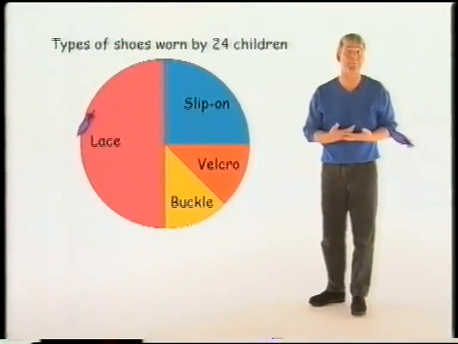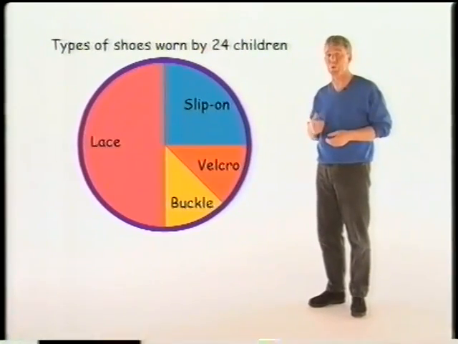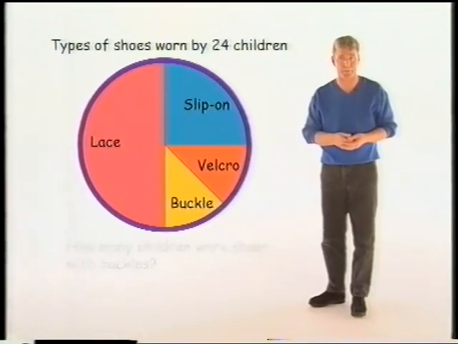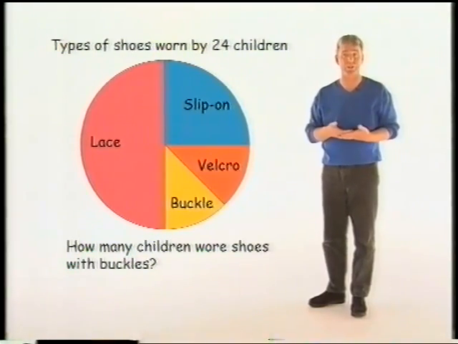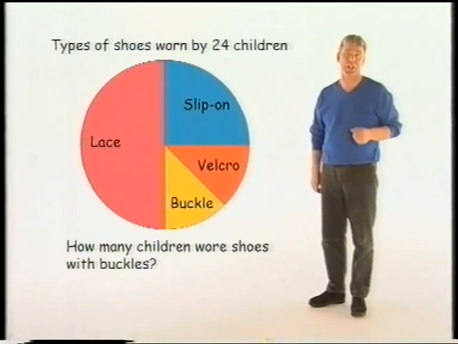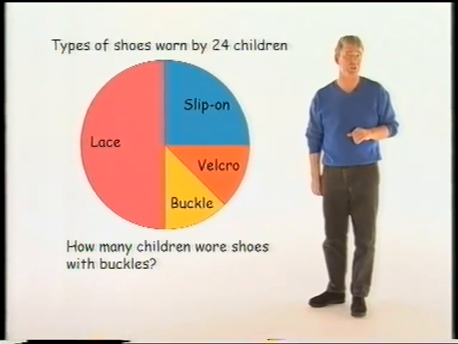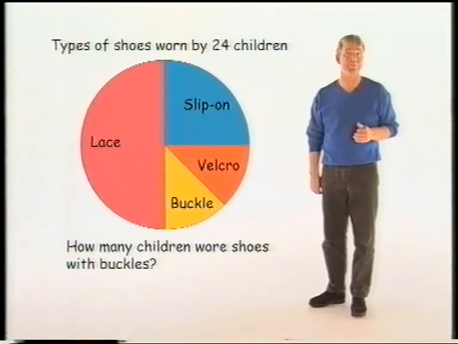This question is about pie charts. Now, this pie chart shows the types of shoes worn by a group of 24 children. Estimate how many children wore shoes with buckles. Once again, this pie chart shows the shoe types worn by a group of 24 children. Estimate how many children wore shoes with buckles.